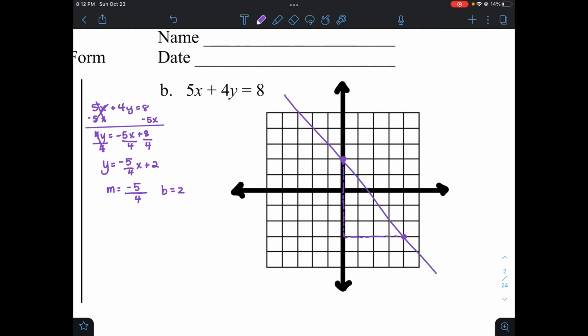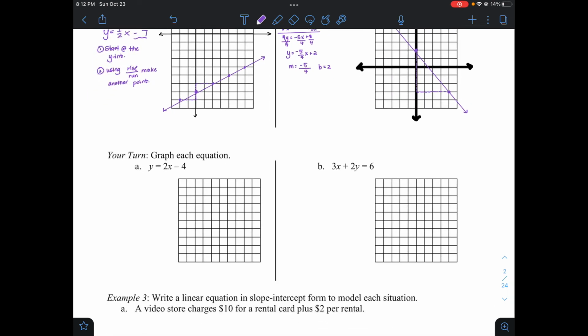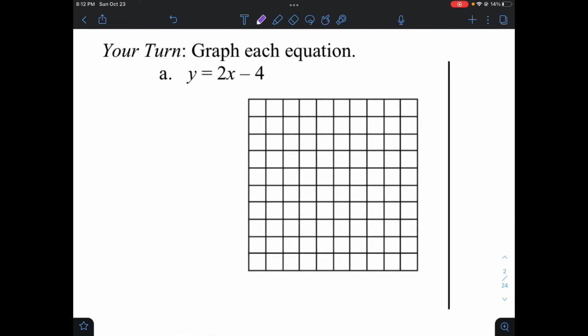And there's that line. I will say, if I have an equation in standard form, which we learned last chapter, the easiest way to graph it is generally by the intercepts. All right, so you have 2 to do on your own. Please pause the video, and once you're finished, come back and watch and make sure you got the right answer for each of these.